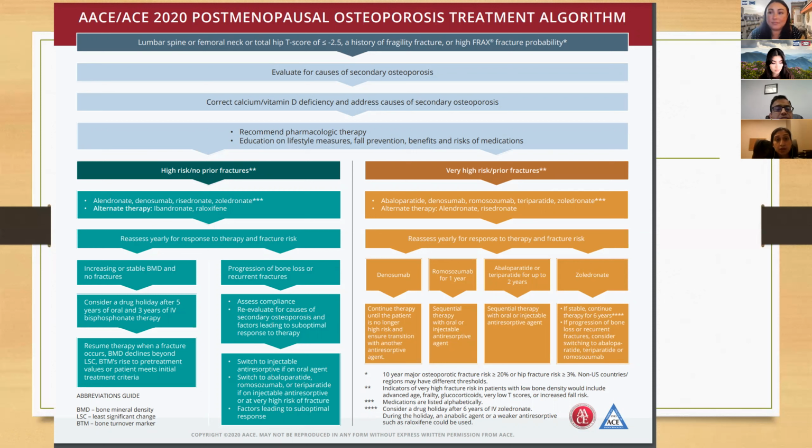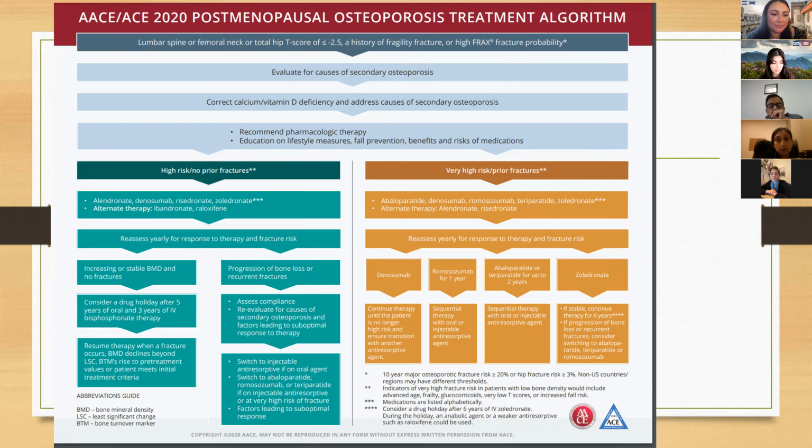This is the ACE 2020 guidelines. It's just a good algorithm to use when you're thinking about which medication you want to use as your starting point. So basically, if you go through the algorithm, first you diagnose it with the fragility factors or the low T-scores or the high FRAX, as we discussed. Then you want to consider evaluating for causes of secondary osteoporosis. Those were some of those lab results that we had talked about, correcting their calcium and vitamin D, which we had mentioned. And then once you get through the lifestyle, you're starting to think about which medication these patients may benefit from.